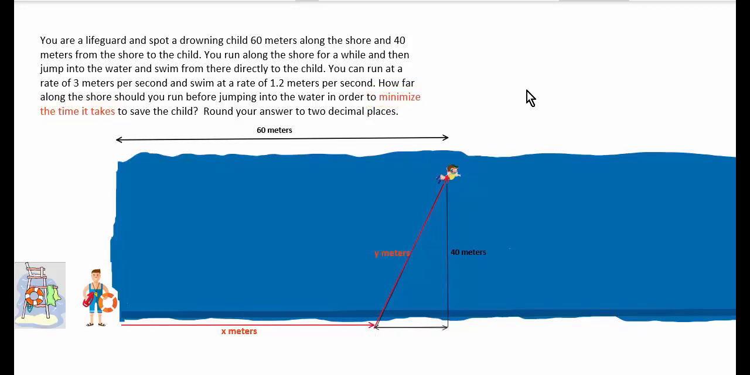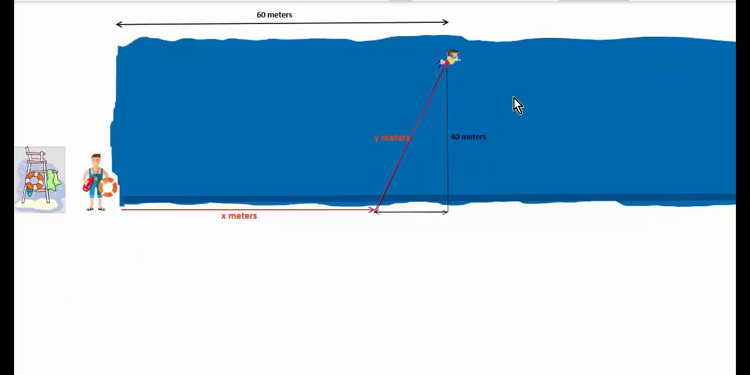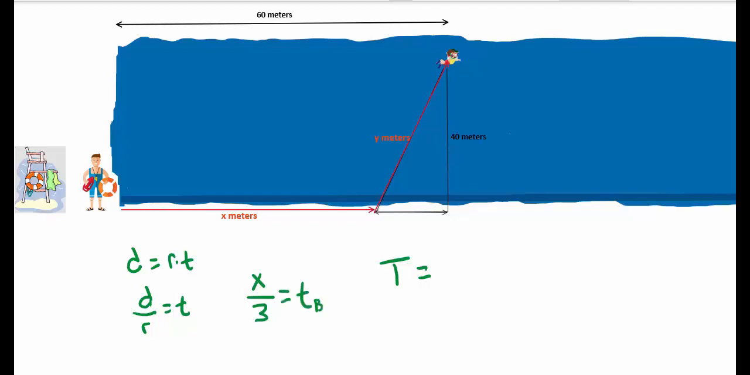To minimize the amount of time it takes to get to the child, we need to write an equation for the total time it takes to get there. You may recall the equation that distance is equal to rate times time, and since I'm trying to find an equation for the total time, we'll call that t. I'm going to solve this equation for t by simply dividing both sides by r, and for example, we know the distance along the beach would be x, so I replace the letter d with x. We know the rate at which he runs is 3 meters per second, so I will replace r with 3. Let me call that t sub b, b representing the beach.